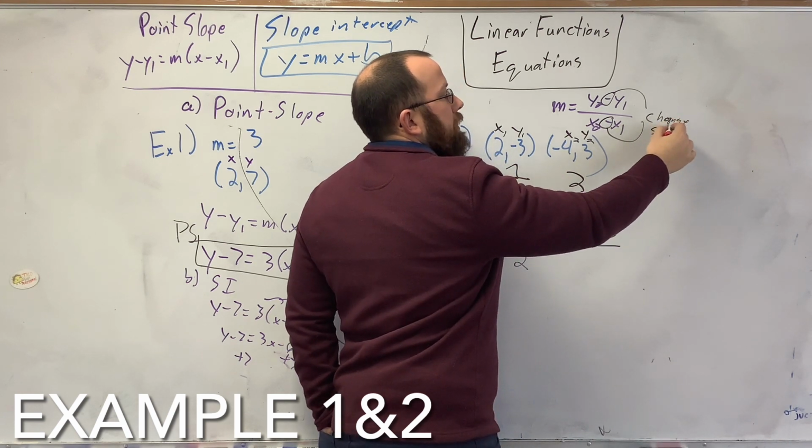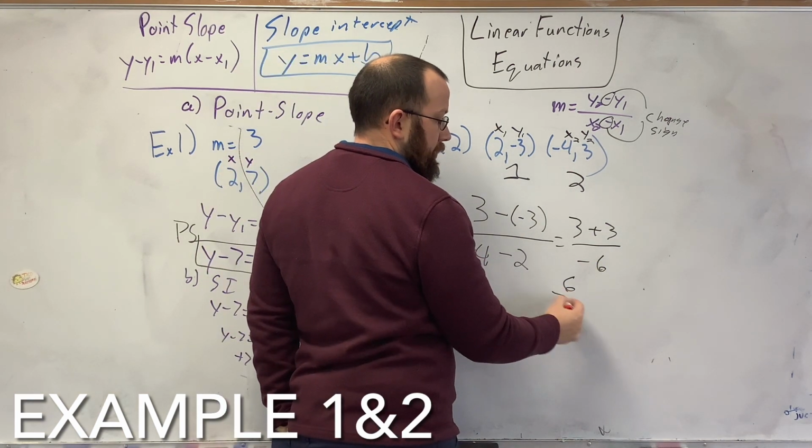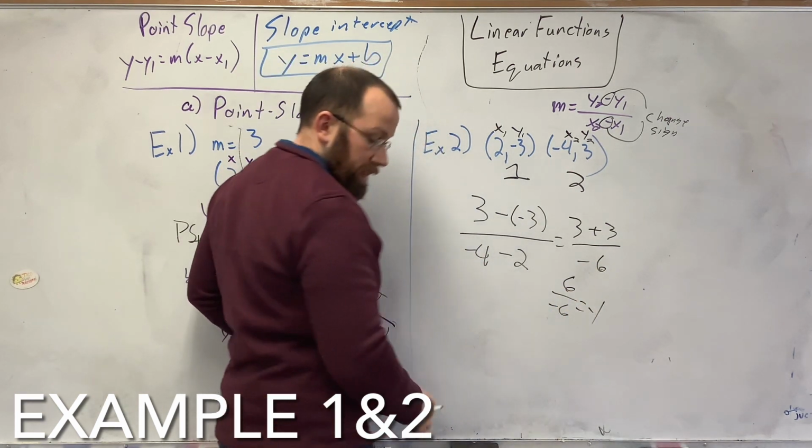If you think of it that way, then it makes this a lot easier. So then here you get negative 6, so you get 6 over negative 6, which is negative 1.